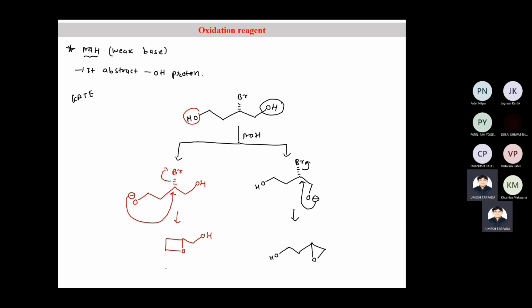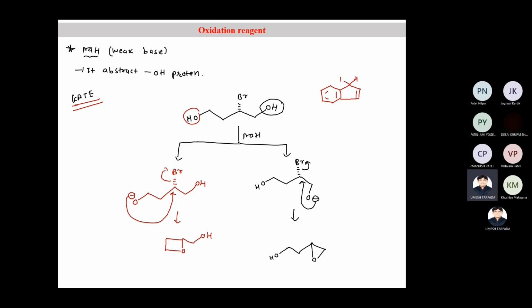This was asked in GATE exam. You just apply your logic and tell me the answer. According to you, which product should be the major product? Is there any idea? Or is there any prediction? Right, good. What is the reason? Correct, right?